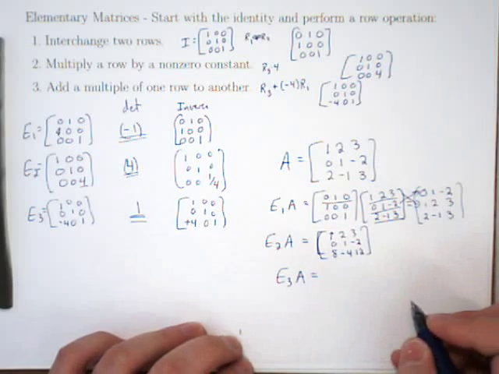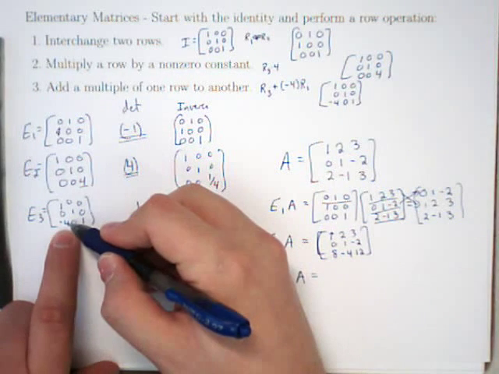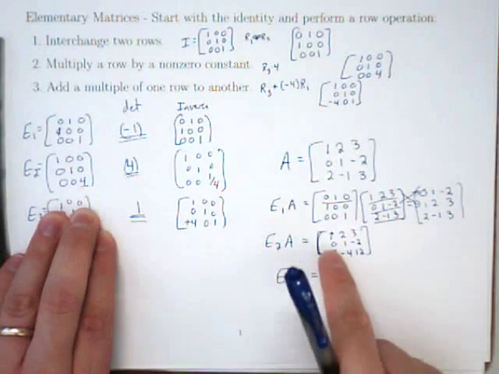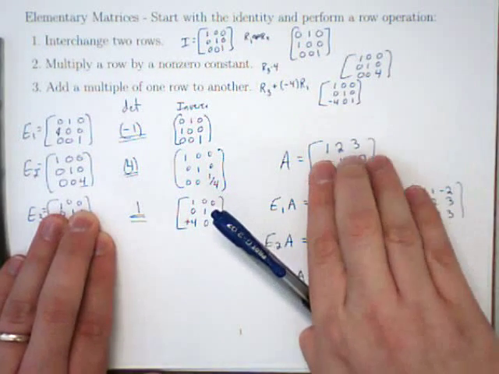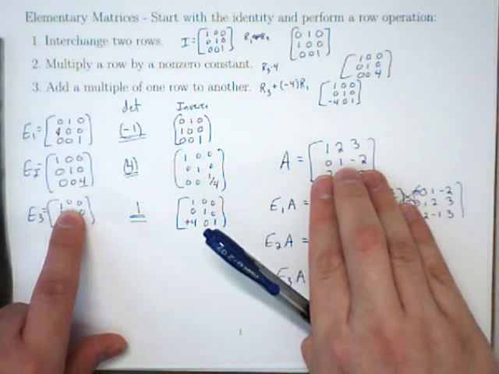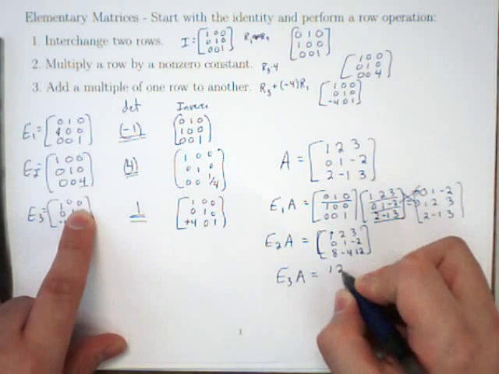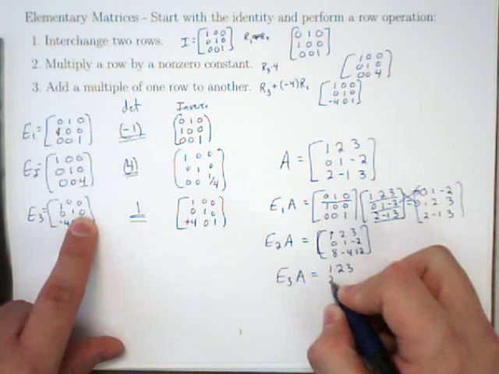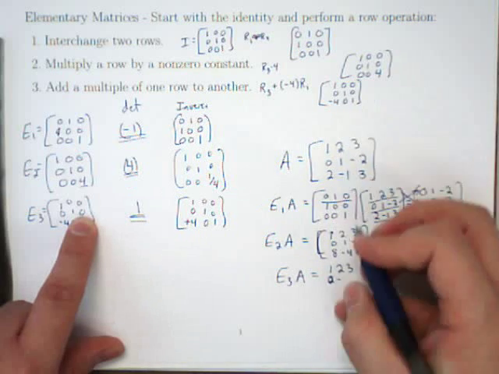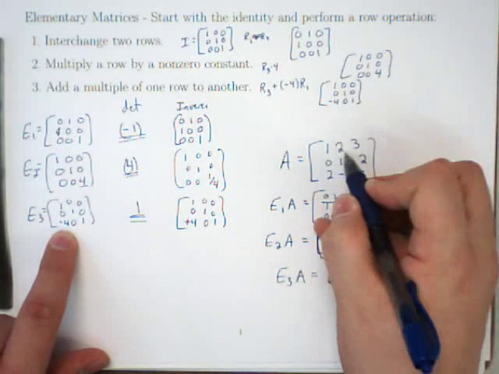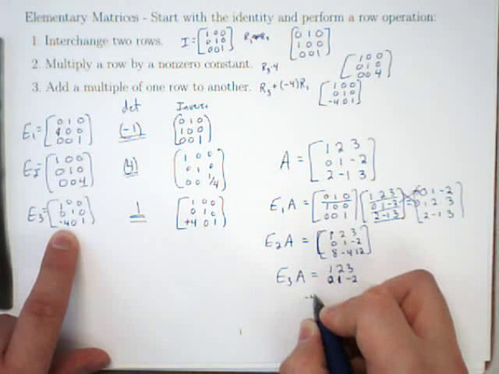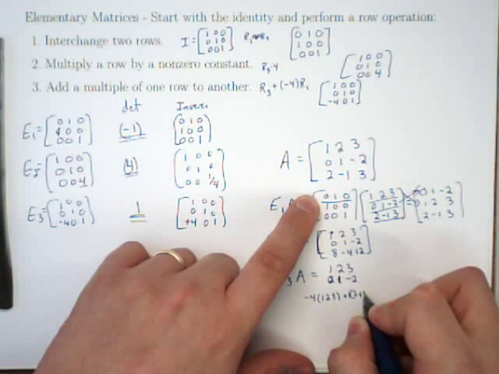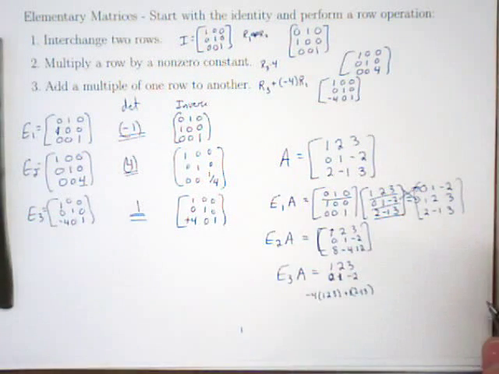Similarly, E3 times A is, well, here it was take minus 4 times row 1 and add it to row 3, which, if we now take this row times A, then it's 1 of that row, 0 of that row, and 0 of that row added up, which gives us our 1, 2, 3. 0 of the top row, 1 of the middle row, and 0 of the bottom row. So 0, 1, negative 2, and then minus 4 of these. So minus 4 of 1, 2, 3, plus 1 of 2, negative 1, 3. Wait a minute, that's exactly the same thing as doing a row operation.